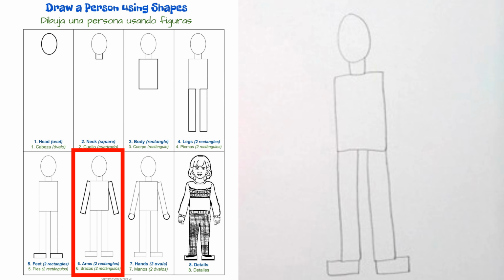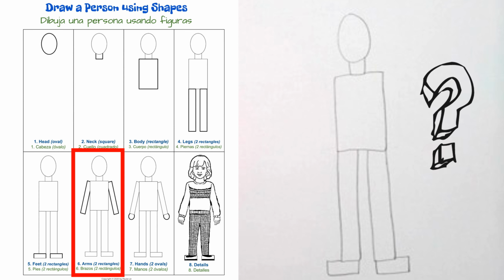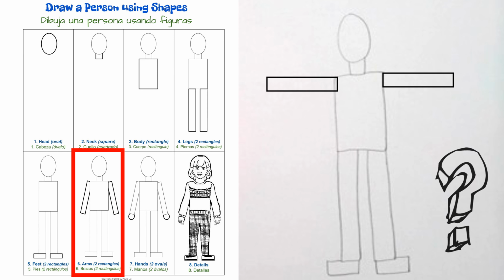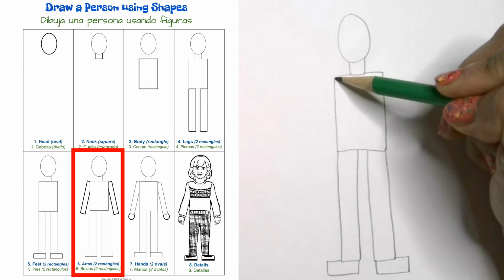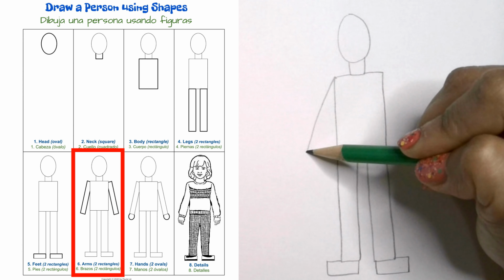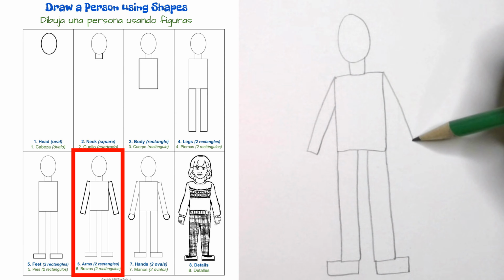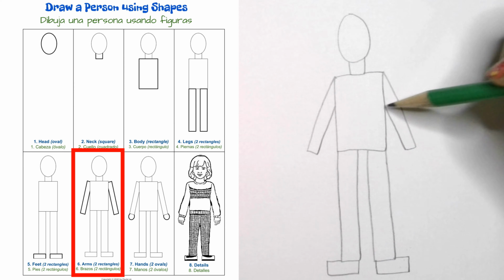Next are the arms, los brazos. What shape should we use for los brazos? Yes, rectangles. Do our arms start at our shoulders or our bellies? Correct. Los brazos begin at our shoulders, which are at the top of our bodies. Our arms son largos and come down to the top of our legs.